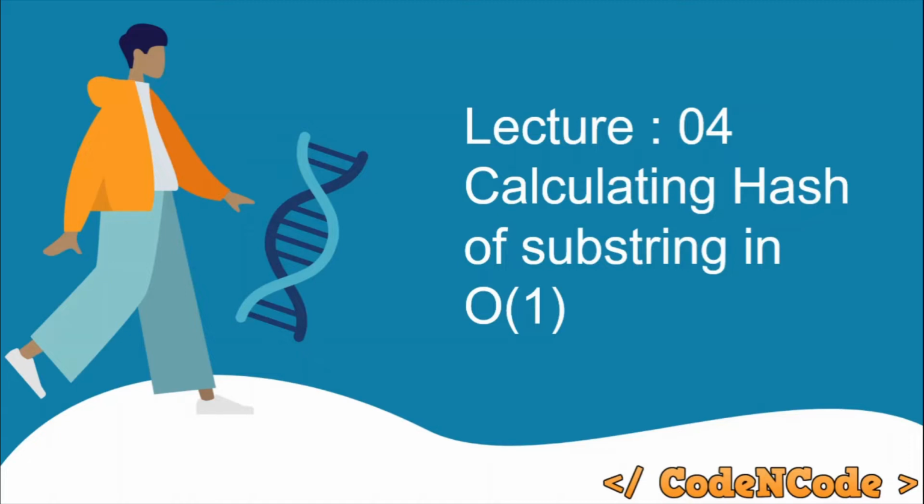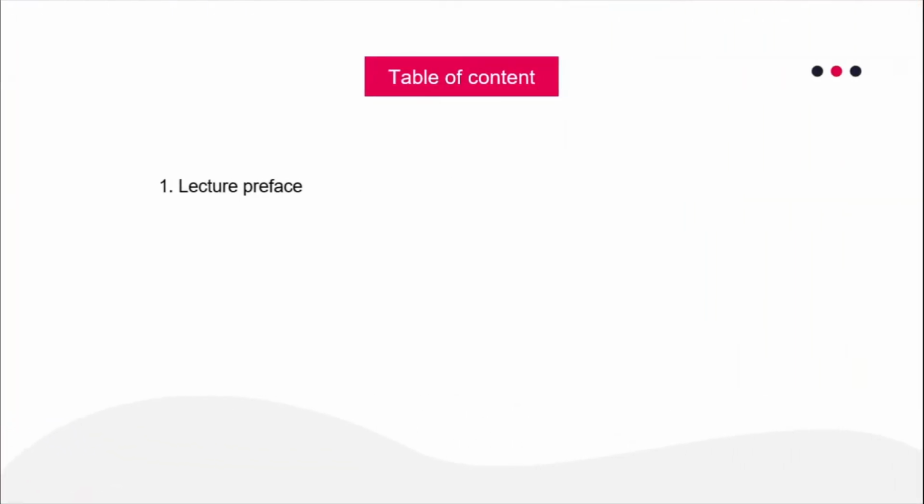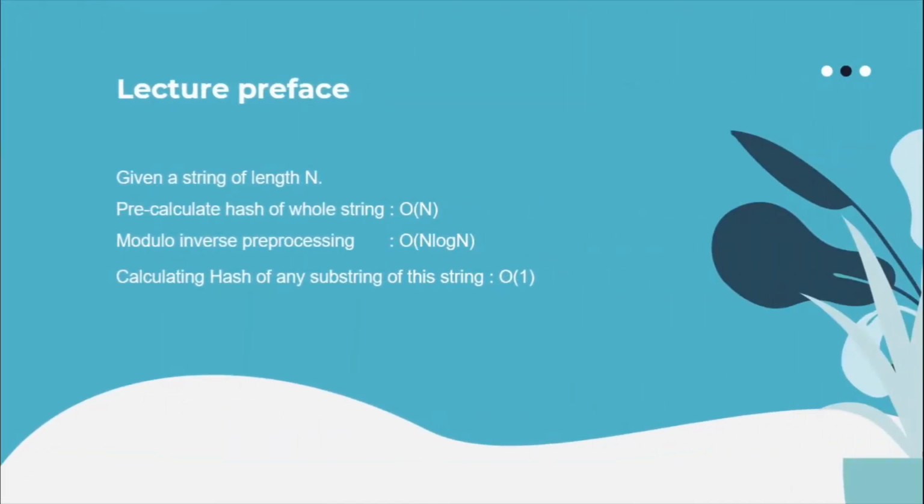And in this lecture we are going to see how you can calculate the hash value of a substring of a string in constant time, in big O of one time. So let's get started. First thing first, lecture preface. So what are we going to do in this lecture? First, what is the overall idea of this algorithm?